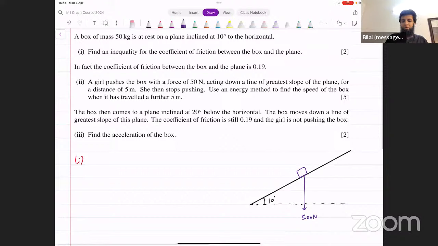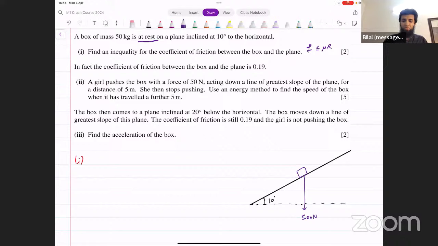Find an inequality for the coefficient of friction between the box and the plane. Now, it says it's at rest. Remember, when the object is in equilibrium, what did we discuss about friction? Friction is less than or equal to the maximum value. So F is less than or equal to mu R. That's what we can use here.